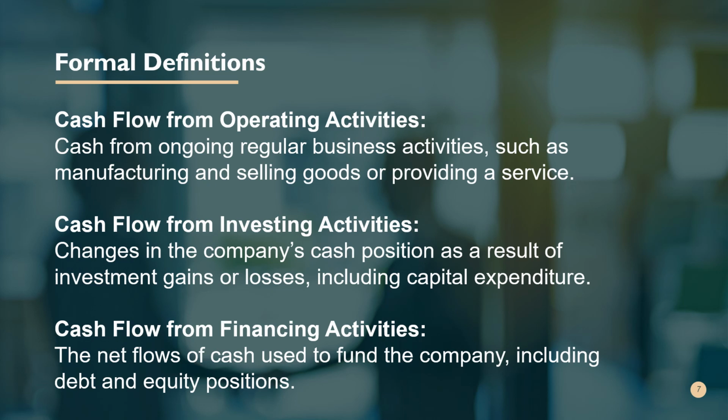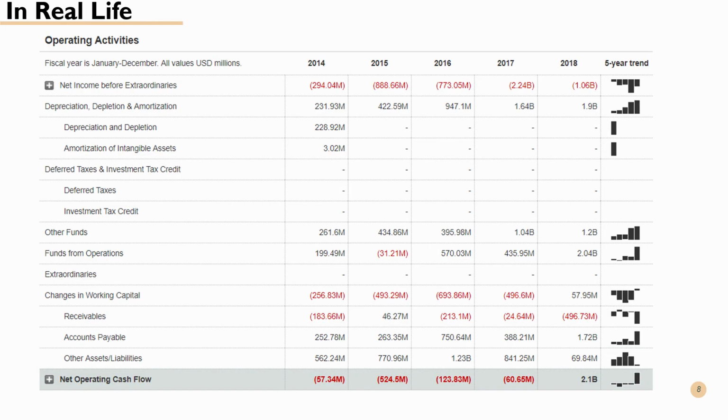Cash flow from financing activities shows the net flows of cash used to fund the company, including debt, equity, dividends, and interest repayments. This activity in particular shows the investor or creditor how the company manages its capital structure. So now we understand the basic components of a cash flow statement, let's look into Tesla's current cash position.